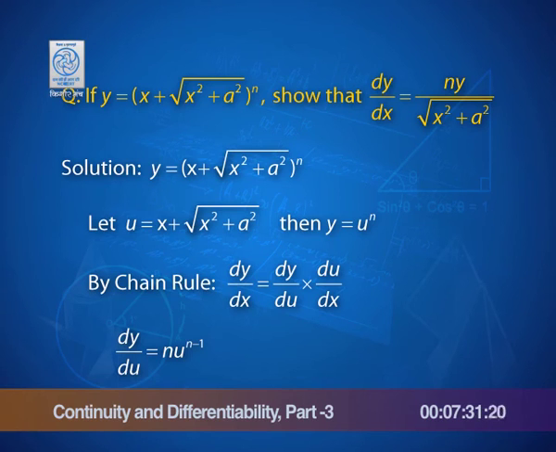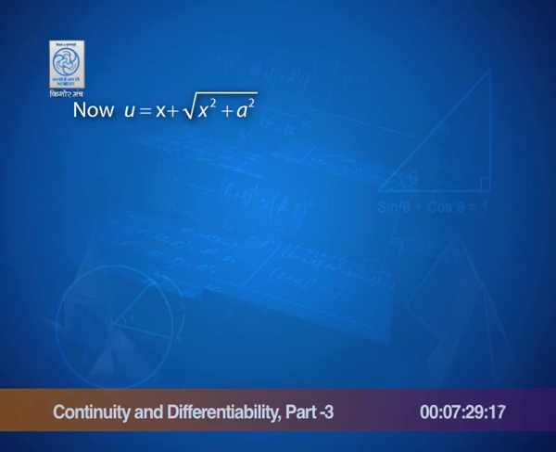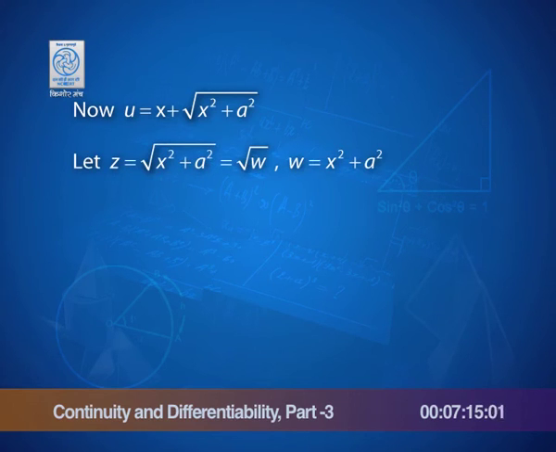Let us focus on u. U is x plus root of x square plus a square. It is just not sum of two functions. The second part of this function is again composition. So, let us just take that to be z. So, if z is root of x square plus a square, then the base function, that is x square plus a square, can be taken as w, and therefore, z becomes root of w.